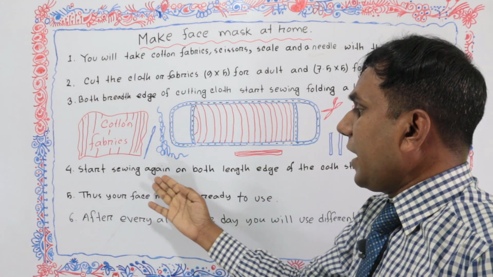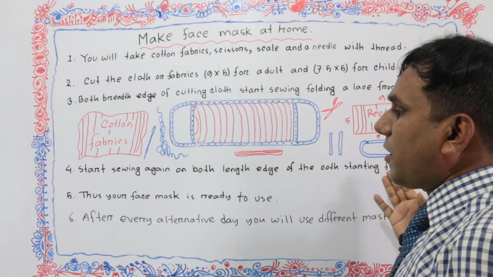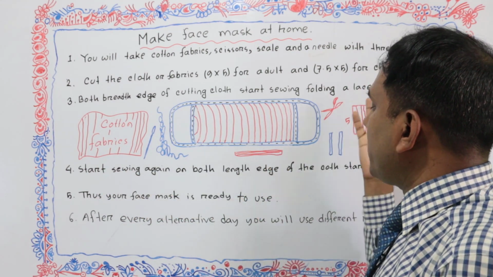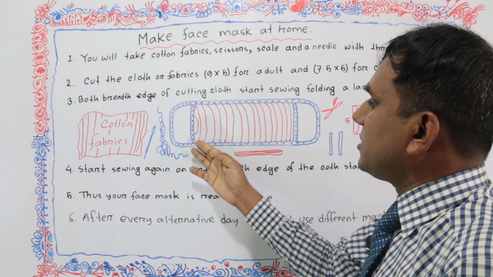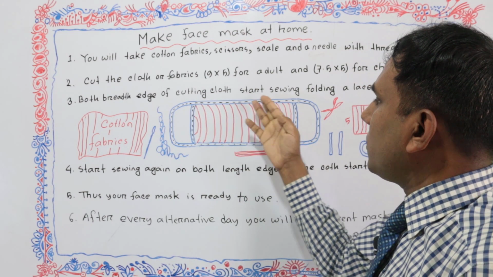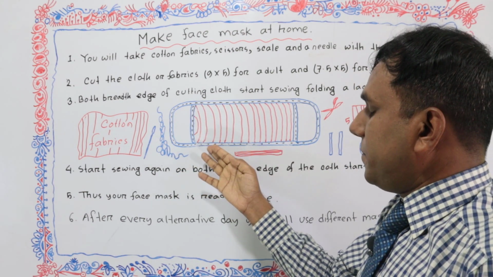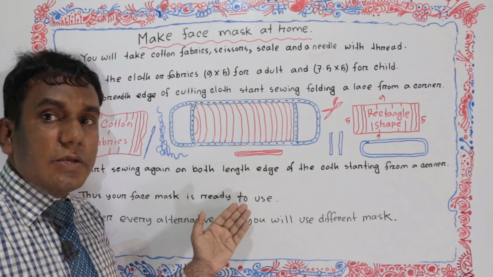Then start sewing again on both length edges of the cloth starting from a corner. You can sew both sides of the length of a piece of cutting cloth. Thus your face mask is ready to use.